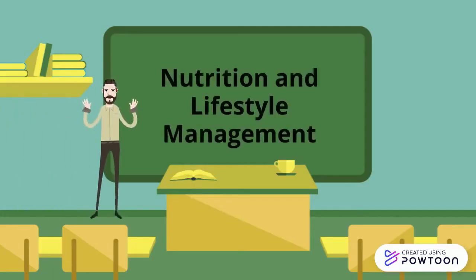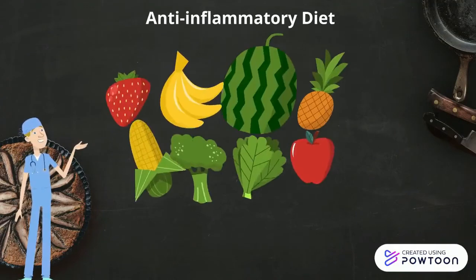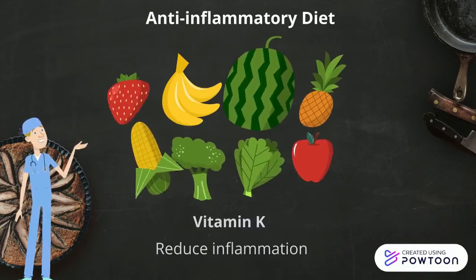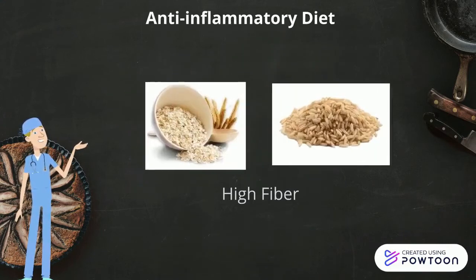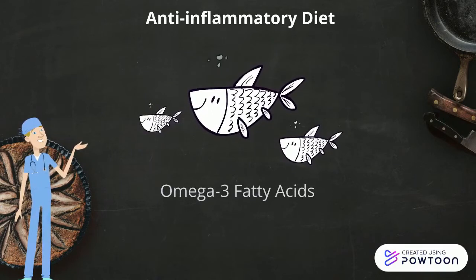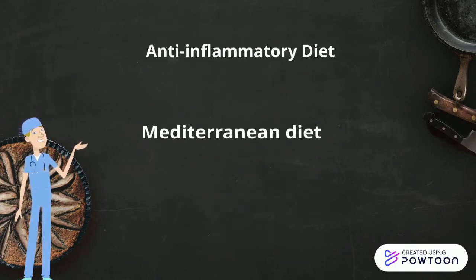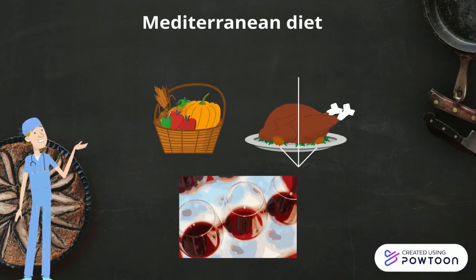Second, nutrition and lifestyle management. Some of the anti-inflammatory diet includes plenty of vegetables and fruits that contain vitamin K, which will reduce the inflammation. Next, whole grains that are high in fiber, fish high in omega-3 fatty acids, and healthy fats such as olive oil. For the Mediterranean diet, eat food rich in plants and lower in animal food.